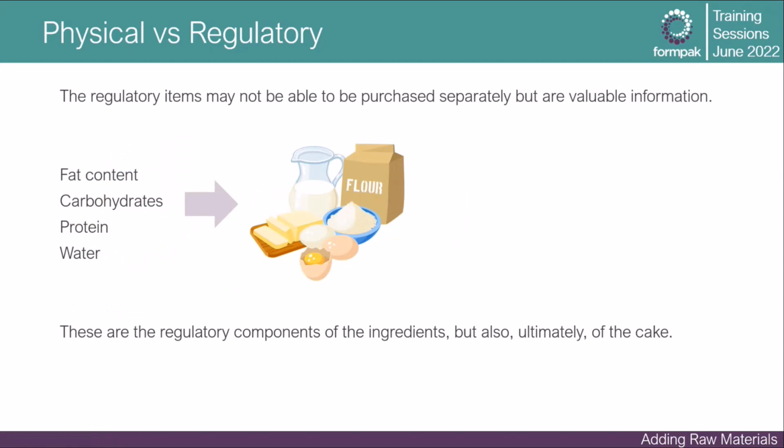However, contained within the flour, milk, eggs and butter are fat, carbohydrates, protein, water, and these are regulatory items because they can't be separated out. You can't go into a shop and buy carbohydrates or protein content. They're kind of an intrinsic of the physical raw materials. So these are regulatory components of the ingredients, but also they're ultimately regulatory ingredients of the cake.